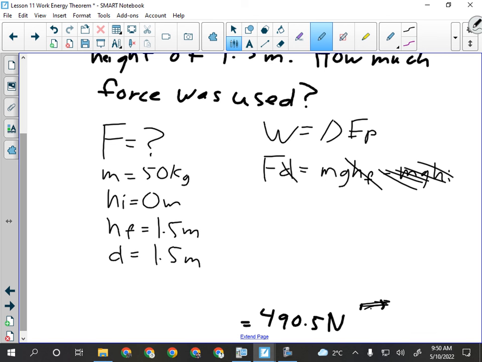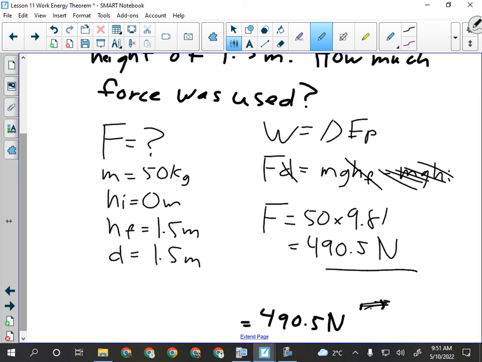So the force is equal to m times g, which, we haven't gone over this yet, makes perfect sense, because when you multiply m times g, you are calculating the force of gravity, which is the exact force you would have to exert in order to lift something. You have to exert a force in the opposite direction to gravity. So when I do this, I'm going to have 50 kilograms times 9.81, which is going to give me 490.5 newtons.